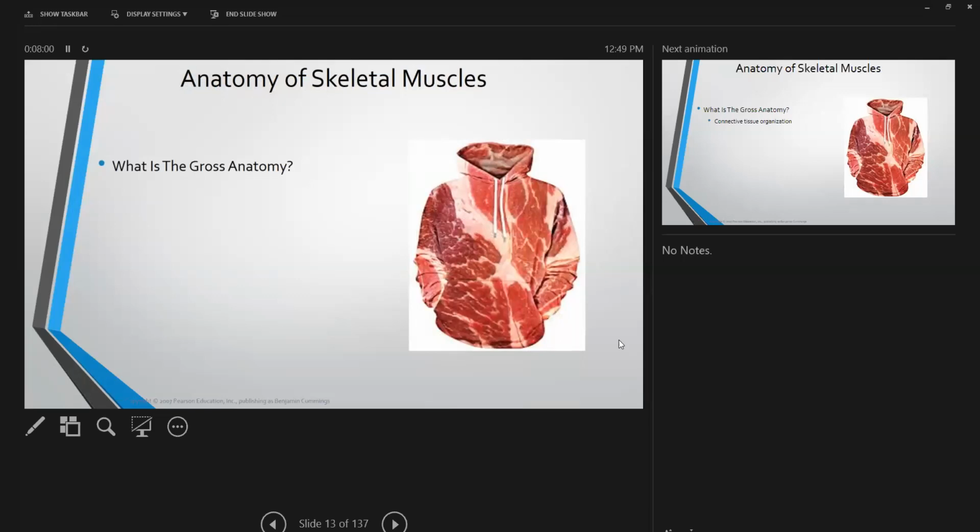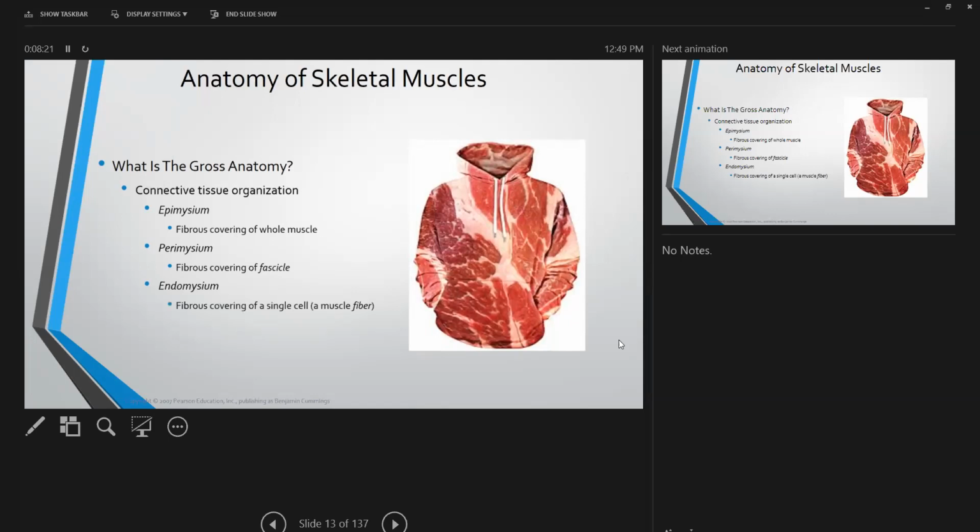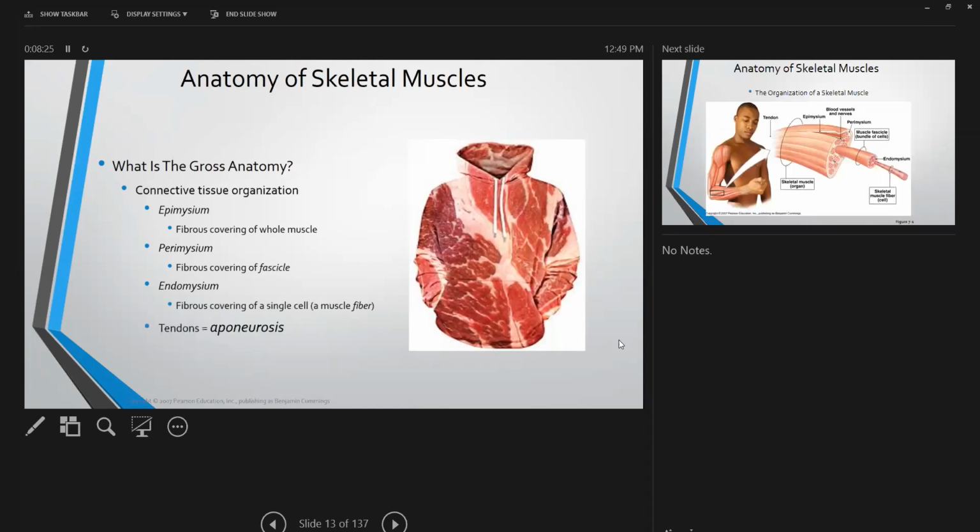What is the gross anatomy? Gross anatomy is going to include your connective tissue organization, meaning the epimysium, which is a fibrous covering over the entire muscle, the perimysium, which is a fibrous covering over one fascicle, the endomysium, which is a fibrous covering over a single muscle fiber, and then the aponeuroses, which is the tendons.